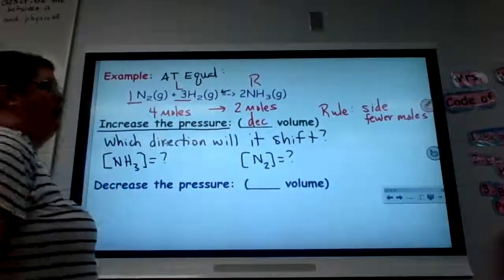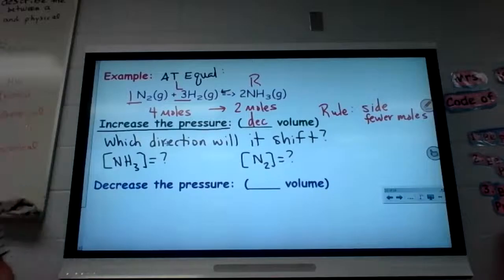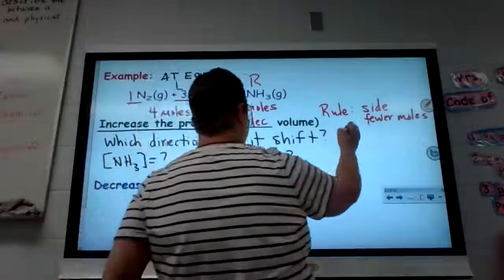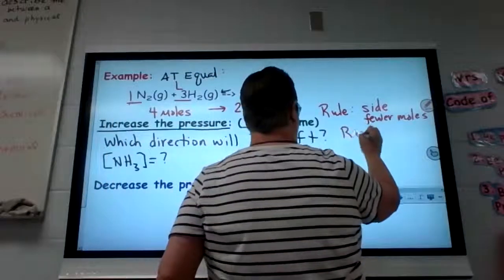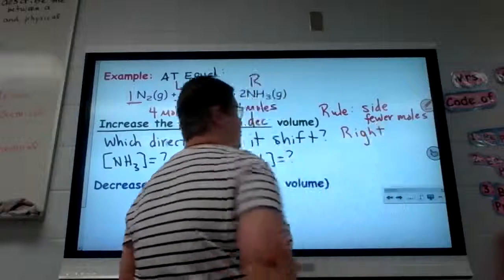I don't know why I said left. All right, so are we shifting left or right? Right. Okay, I was so confident. I was like, left. All right, we're going to the right.